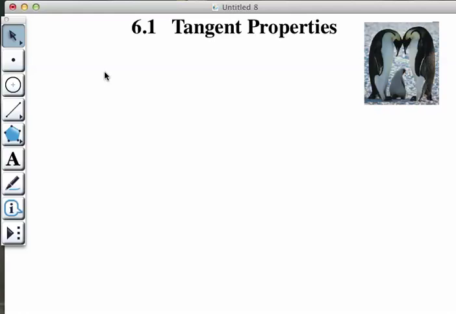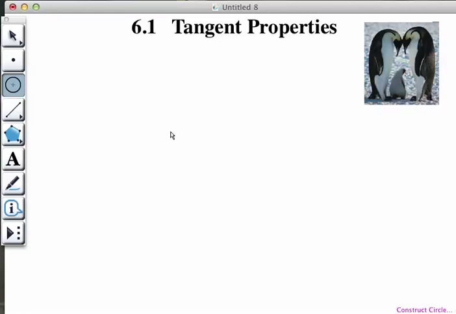6.1 specifically starts to talk about some of the properties associated with a tangent to a circle. And I was very excited to see that the book used this picture to represent a tangent line. It said that the two penguins right here, their heads are tangent to each other because their heads are only touching at one point. So I thought that was pretty cute. Excited to see other people using penguins. As you guys know, I like penguins quite a lot.